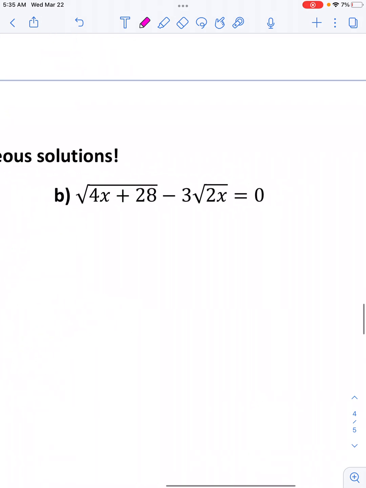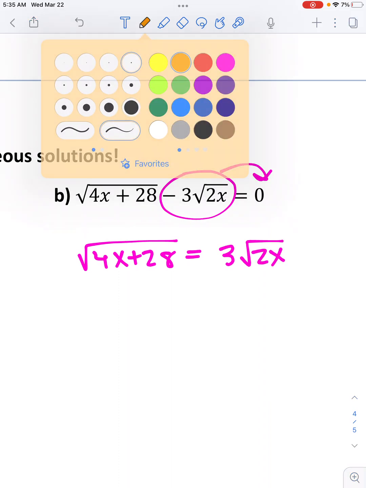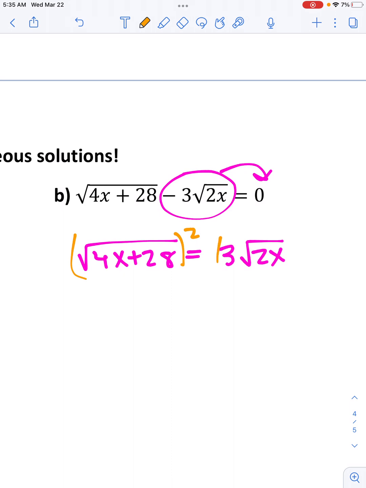Maybe I will do b also. So then if I add this one over, so we have a number outside. So let's get this one started. So 4x plus 28 equals 3 times the square root of 2x. So then when I go to square both sides here, I have to make sure I'm not forgetting that 3. So here I'm squaring to cancel the root, so I have 4x plus 28 squared.